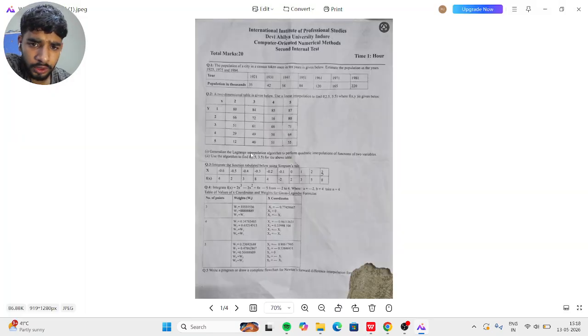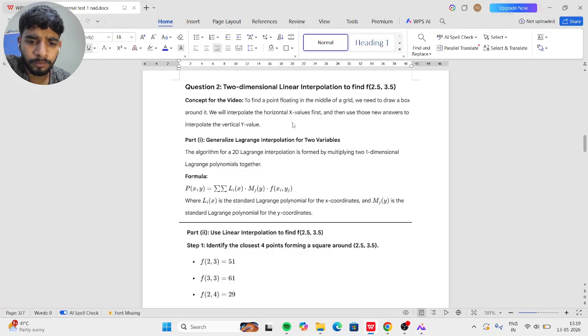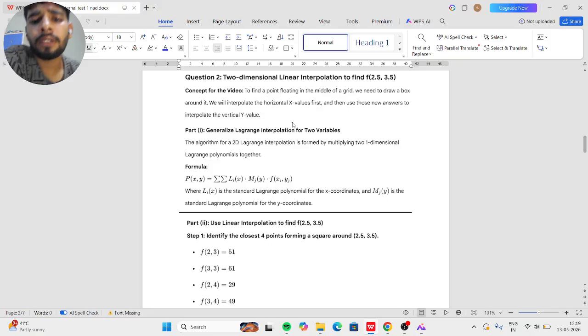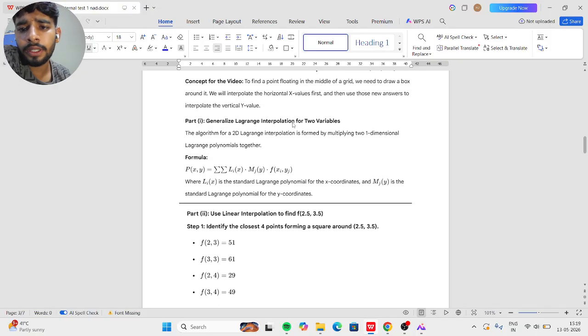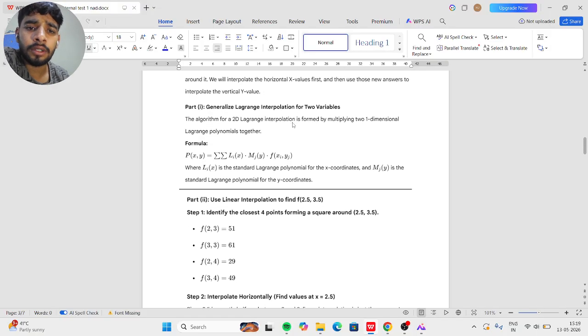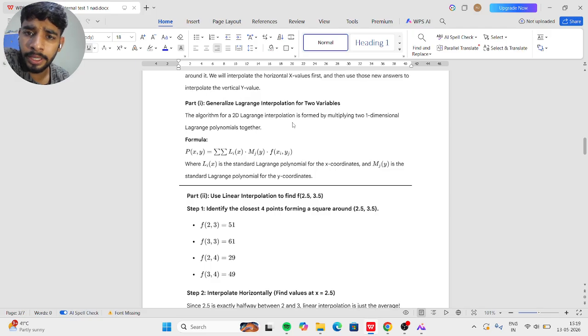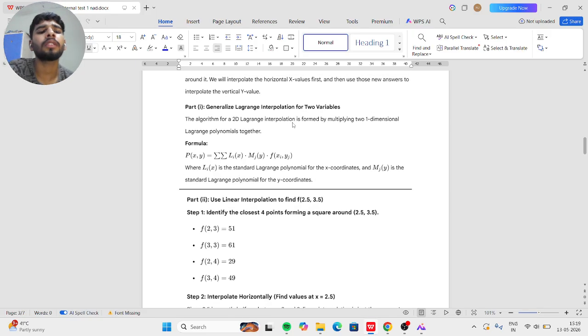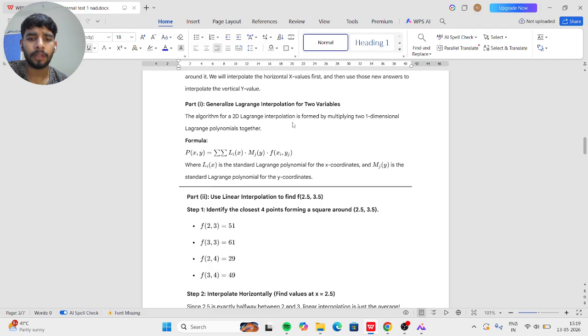Here we come to the second question. Let's see what the second question says. A two-dimensional table is given below. Use linear interpolation to find the function at 2.5, 3.5, where f(x,y) is given below. To find the floating point in the middle of the grid, we draw a box around it and interpolate the horizontal x values first, and then use the new answer to interpolate the vertical y value.